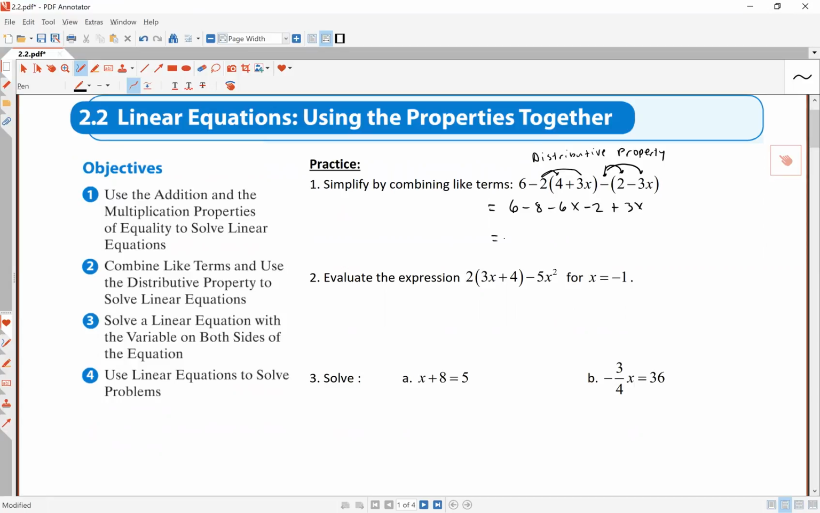And now we simplify. We have 6 minus 8 minus 2. 6 minus 8 is negative 2, and minus 2 is negative 4. Then we have negative 6x plus 3x, which is negative 3x. So that expression is simplified to negative 4 minus 3x.